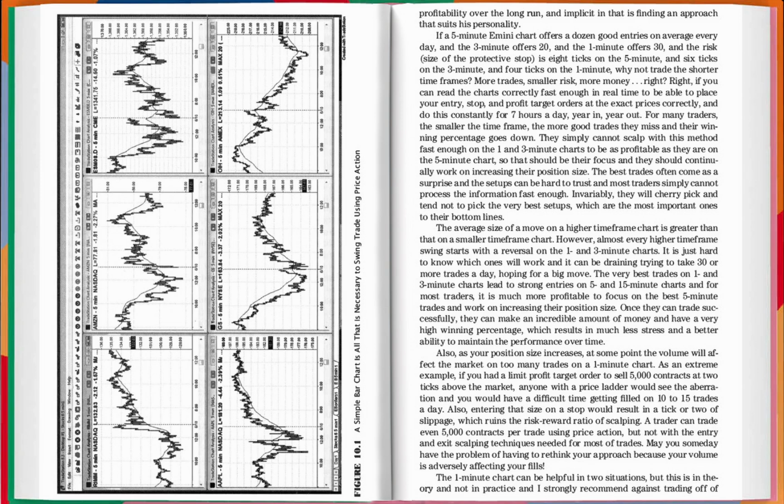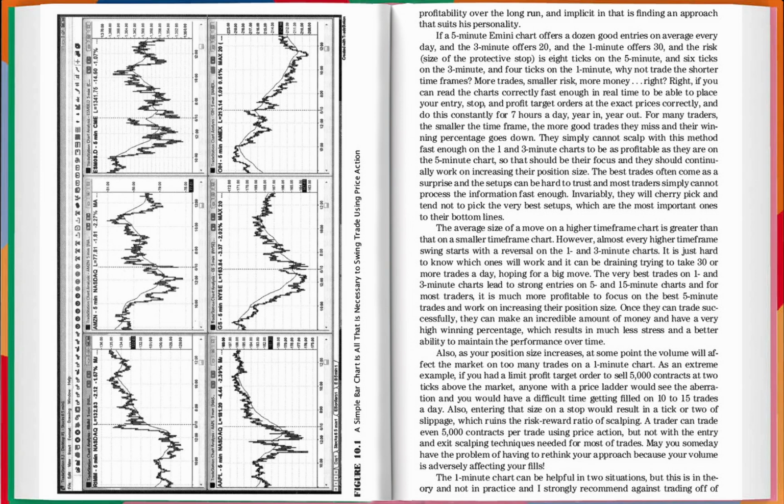Right? Right, if you can read the charts correctly fast enough in real time to be able to place your entry, stop, and profit target orders at the exact prices correctly, and do this constantly for 7 hours a day, year in, year out. For many traders, the smaller the time frame, the more good trades they miss and their winning percentage goes down. They simply cannot scalp with this method fast enough on the 1 and 3-minute charts to be as profitable as they are on the 5-minute chart. So that should be their focus, and they should continually work on increasing their position size.